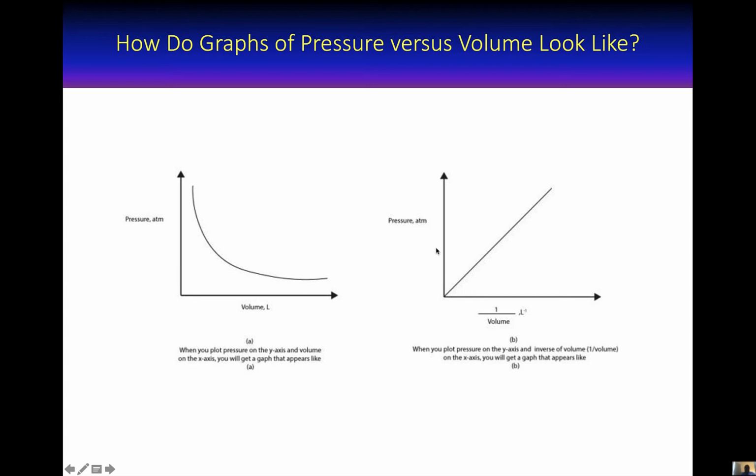Similarly, we can plot a graph of pressure in atmospheres versus the inverse of the volume, that is, versus 1 over V. Once we do that, we get a straight line. This straight line tells us that as the pressure increases, the inverse of the volume of the gas also increases.